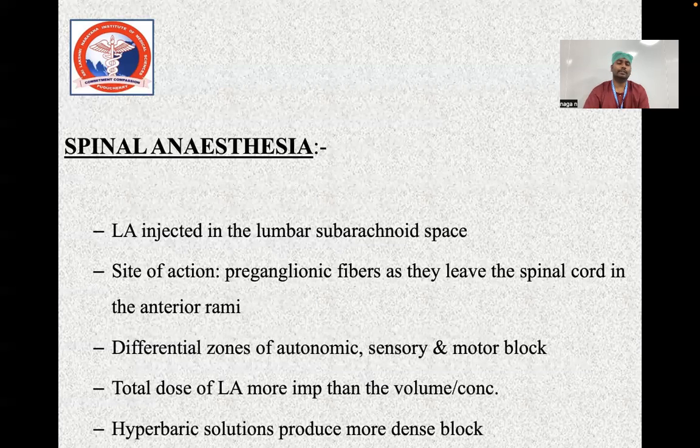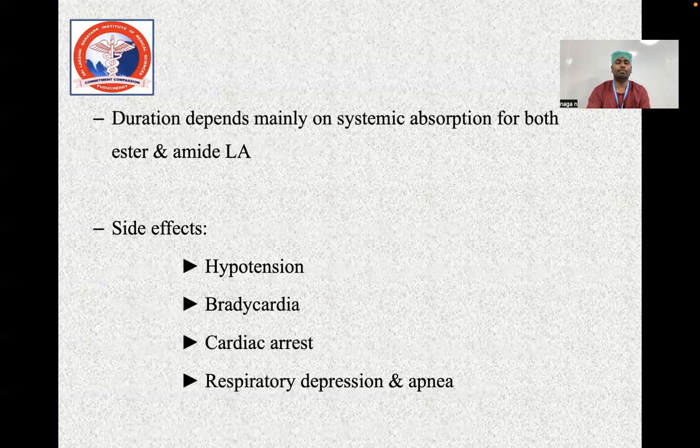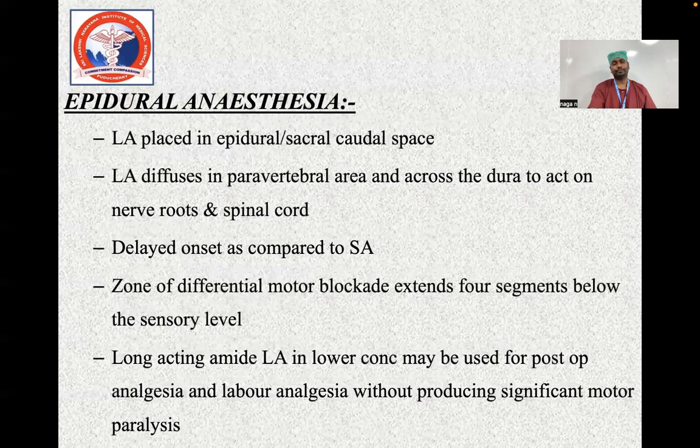Spinal anesthesia. Local anesthetic injection in the lumbar subarachnoid space. The site of action is preganglionic fibers as they leave the spinal cord in the anterior ramus. Differential zones of autonomic, sensory and motor blockade can happen. Total dose of local anesthetic is more important than the volume or concentration. Hyperbaric solution produces a more dense block. Duration depends mainly on systemic absorption for both ester and amide local anesthetics. The side effects are hypotension, bradycardia, cardiac arrest, respiratory depression, and apnea.